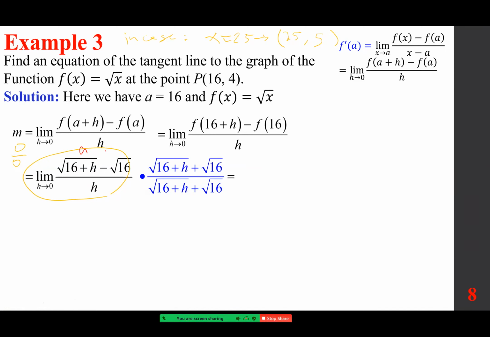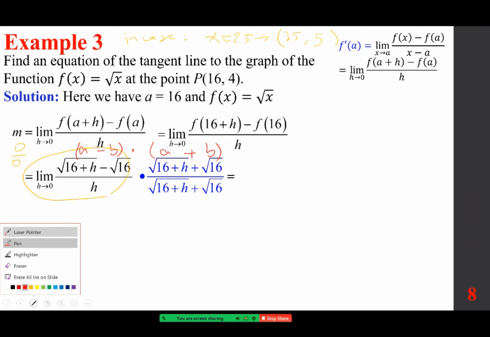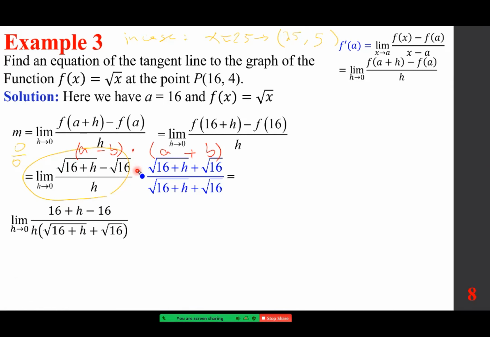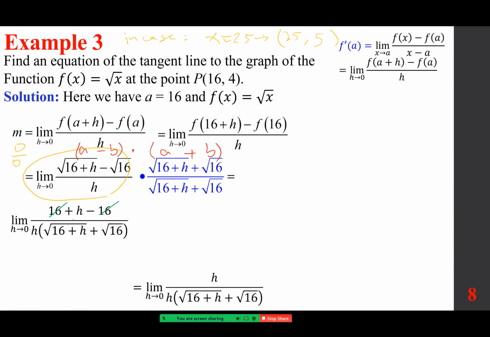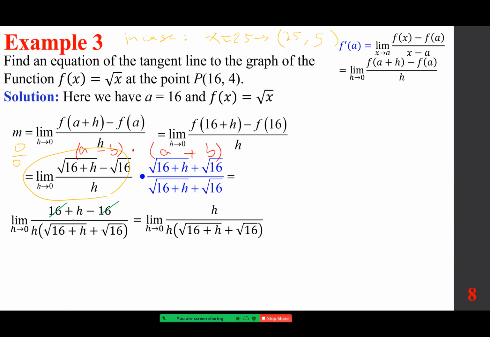You have a minus b times a plus b, which is a squared. That means this comes out as 16 plus h, minus b squared. That means this comes out as 16. And as I mentioned, we don't do anything to the denominator. Positive and negative 16 cancel each other. We end up with the h in the numerator, and the h cancels out. We end up with the 1 in the numerator.